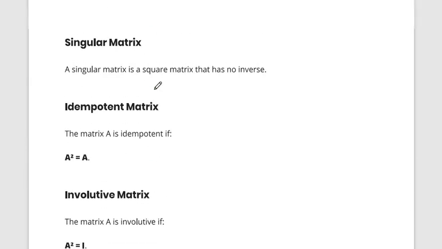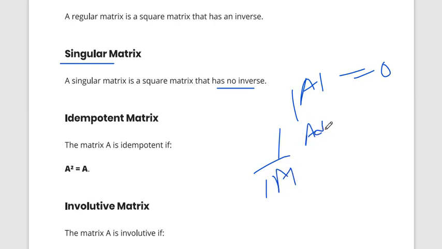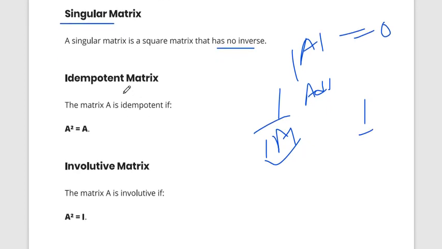Next, singular matrix has no inverse. Which matrix has no inverse? A matrix whose determinant is equal to 0, so we cannot find the inverse. Why? What is the equation of the inverse? It is 1 upon mod A multiplied by adjoint A. If the determinant is 0, then 1 upon 0 is not possible. Okay, so it is called a singular matrix.